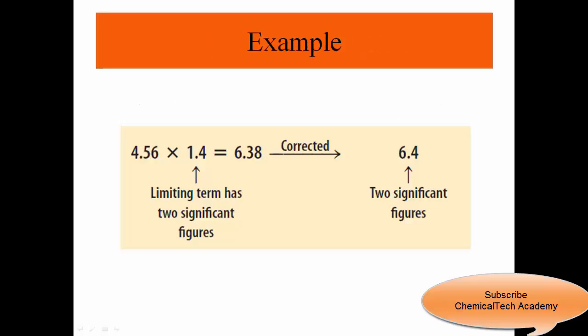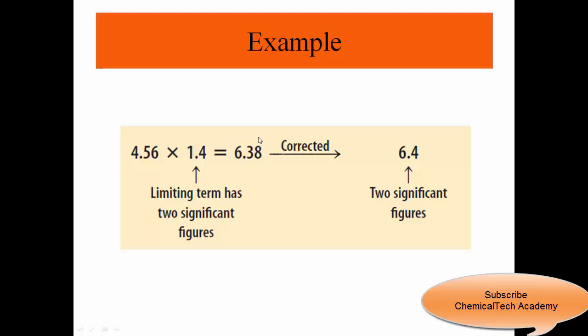So let's have an example. For example, we have 4.56 multiplied by 1.4. As you see here, for the first number, 4.56, we have three significant figures, and 1.4 has two significant figures. So this is the limiting term, and it has two significant figures. When we do the calculation by calculator, for example, we get this number, 6.38.